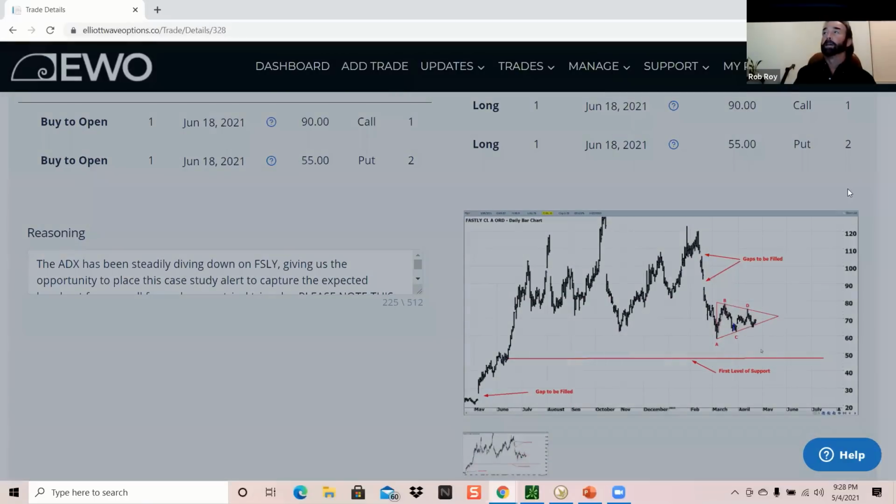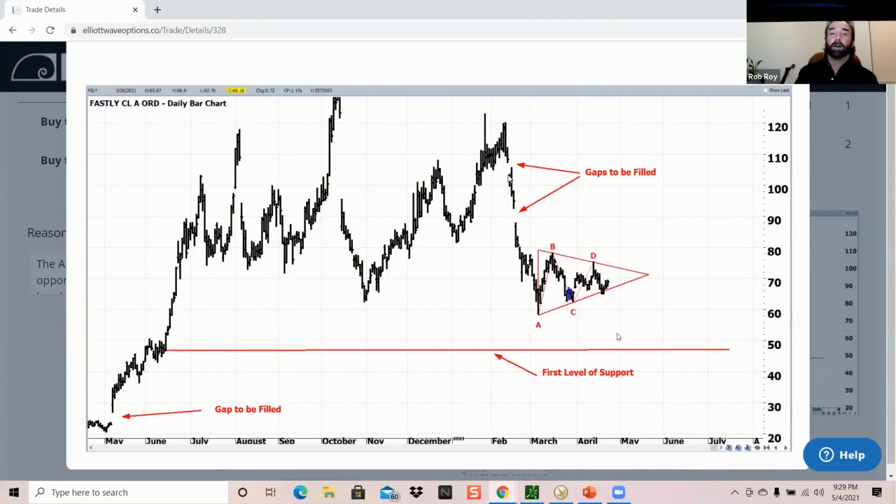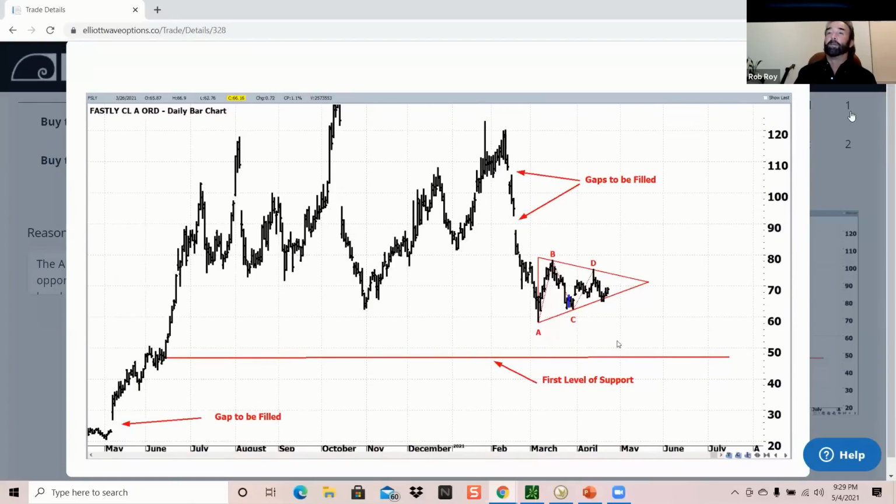So here was the chart. That's what it looked like right here. You can see that there were gaps higher. So had it broken to the upside, there would have been some significant move to the upside. We did have some support down here around 50. So there was big potential movement here, but then we have the earnings report on the horizon.